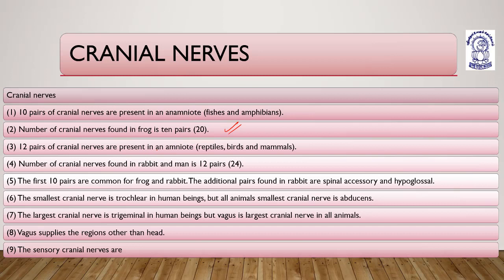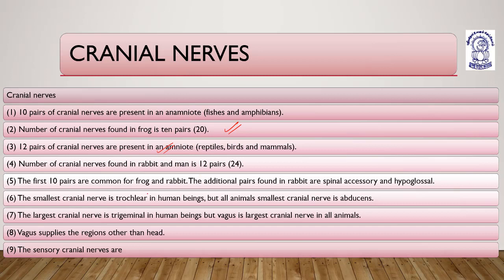Twelve pairs of cranial nerves are present in amniotes like reptiles, birds, and mammals, while anamniotes, fishes and amphibians, have 10 pairs. The number of cranial nerves found in rabbit and man is 12 pairs, that is 24. The first 10 pairs of rat, frog, and rabbit are common. The additional pairs found in rabbit are the spinal accessory and hypoglossal nerves, which are absent in frog. The smallest cranial nerve is the trochlear, very important.